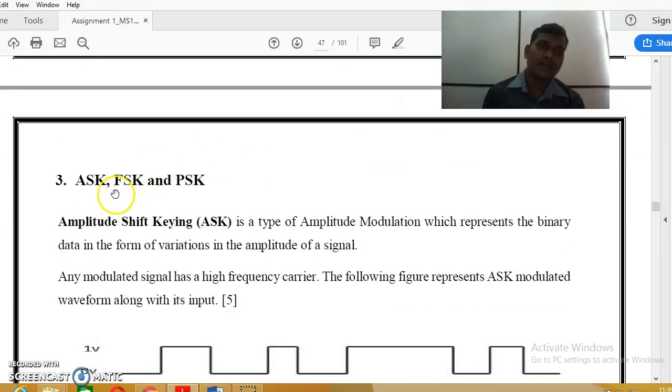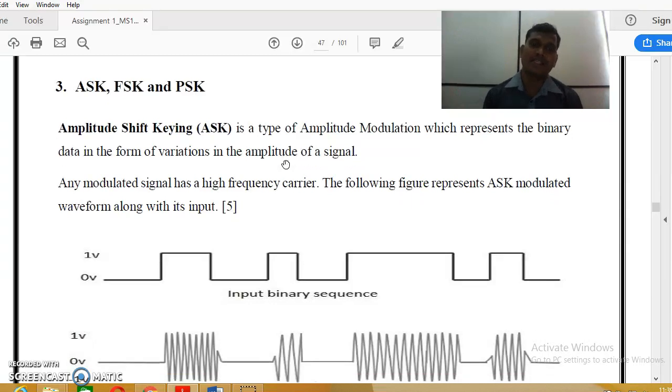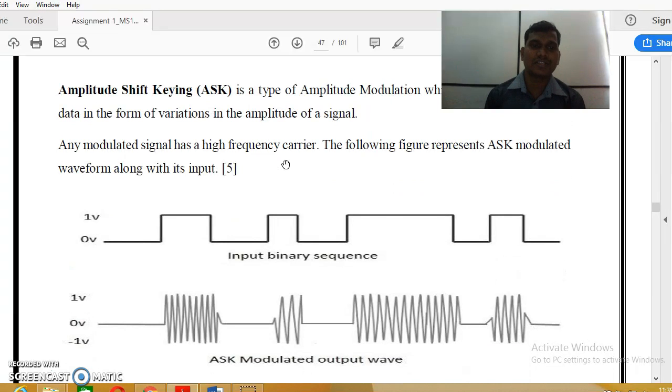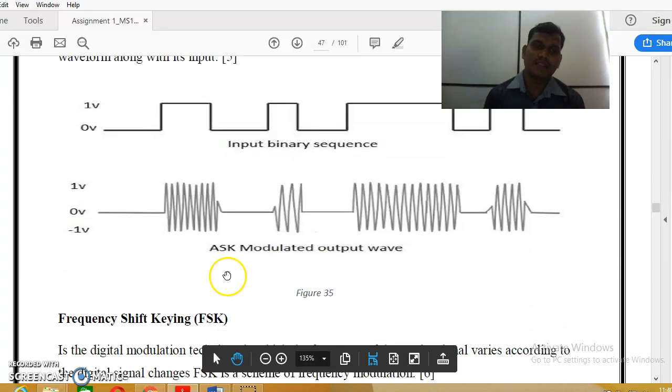Then ASK, FSK, and PSK. ASK means amplitude shift keying. It is a type of amplitude modulation which represents the binary data in the form of variation in the amplitude of a signal. Any modulated signal has a higher frequency value. The following figure represents the ASK modulated waveform along with its input.